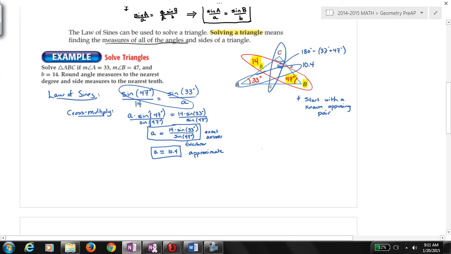Now if you wanted to set up law of sines for side C, you can do something similar. I usually start off with the same opposing pair that I always know, the known opposing pair from the very beginning. So sine of 47 degrees over 14 is equal to, and now this opposing pair with the C is going to be sine of angle 100, which we figured out from this calculation, over its opposing side. And the same thing as before, cross multiply, use your algebraic skills, give me the exact answer and the approximation. I'll leave that up to you.